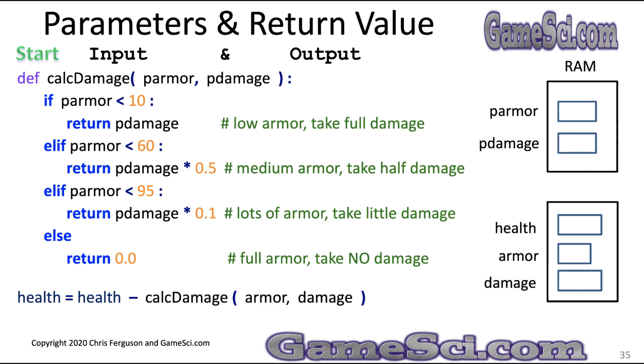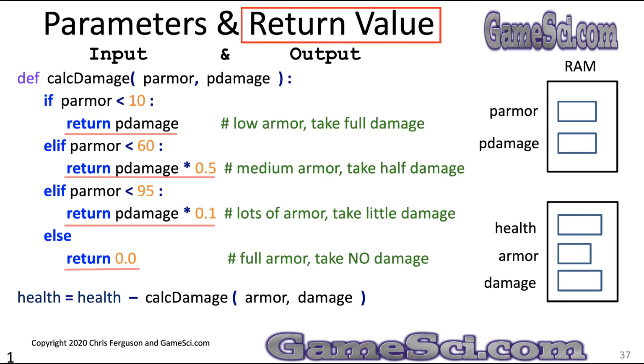Parameters and return value. Parameters are essentially input to a function. That's why I wrote the word input underneath parameters here. Parameters are input to the functions, and I drew a line underneath the parameters here in the function definition line. I also underlined the argument sent to the parameters here in the call to calc damage. Parameters are an important part of functions. They allow one function to perform many different tasks, and they allow us to use this function in many more places in the code.